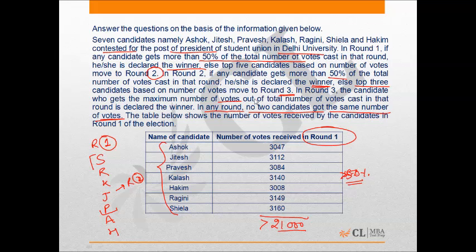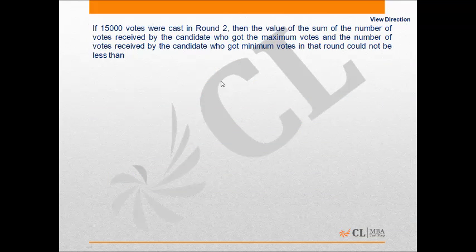Let us proceed set by set, question by question, and calculate the answers. It says if 15,000 votes were cast in round 2, then the maximum sum of the number of votes received by the candidate who got the maximum votes and the number of votes received by the candidate who got the minimum votes in that round could not be less than. Could not be less than means that we have to calculate the least value of this summation.